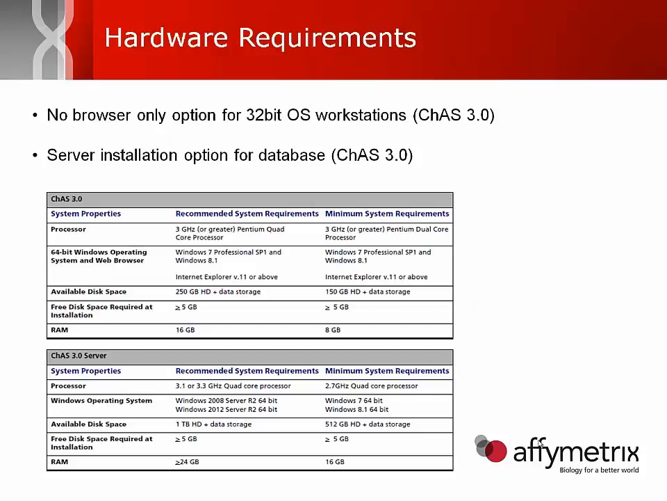Hardware requirements have actually remained the same. Here's the recommended system requirements, and here's the minimum system requirements. This is available in the manual as well as a separate PDF in the release notes on our website. So the overall hardware requirements have not changed. However, there is no longer a browser-only option for the 32-bit workstations. ChAS 3.0, one of the features we'll talk about, is a database, and so it needs a little bit more power, and therefore it's only compatible with a 64-bit, 8 GB of RAM workstation.